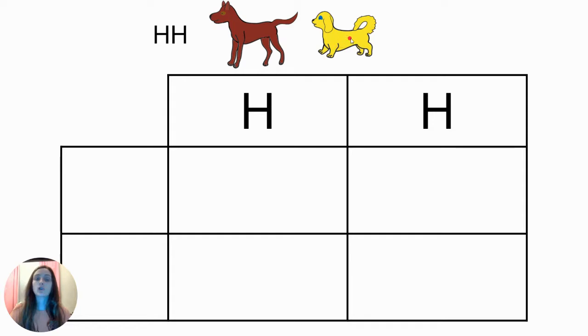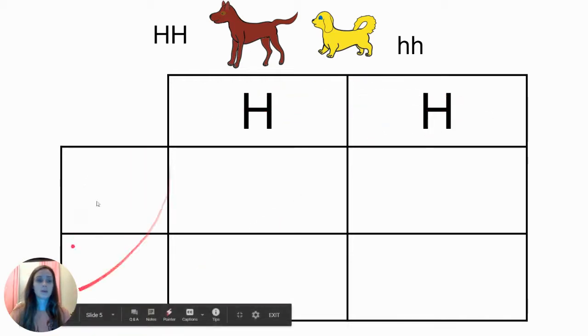Princess, however, had the short phenotype, which means her genotype was a lowercase h and a lowercase h. That one was not as strong. That's why we gave her the lowercase. But we put Fido here, and we're going to put Princess here. So her first h is going to go in this square. Her second h is going to go in this square.